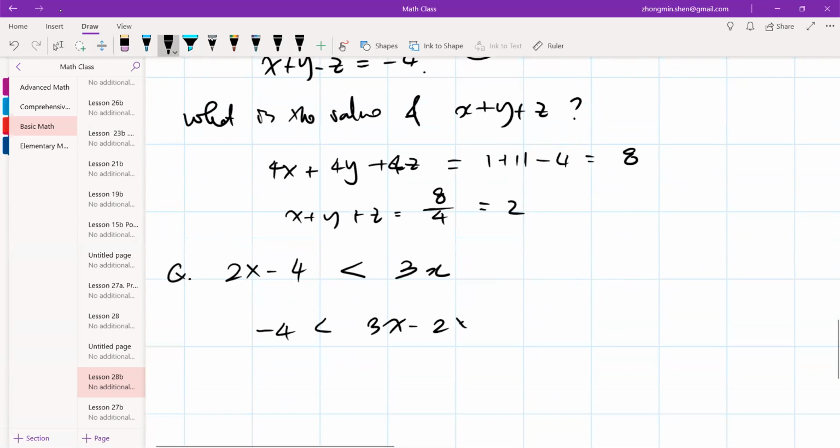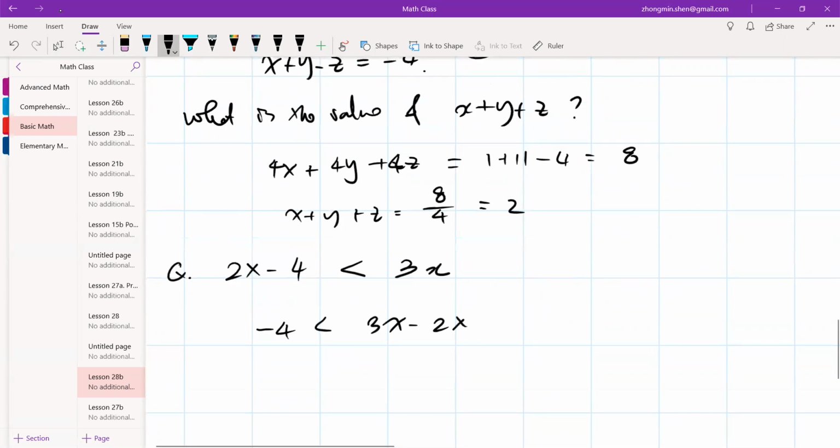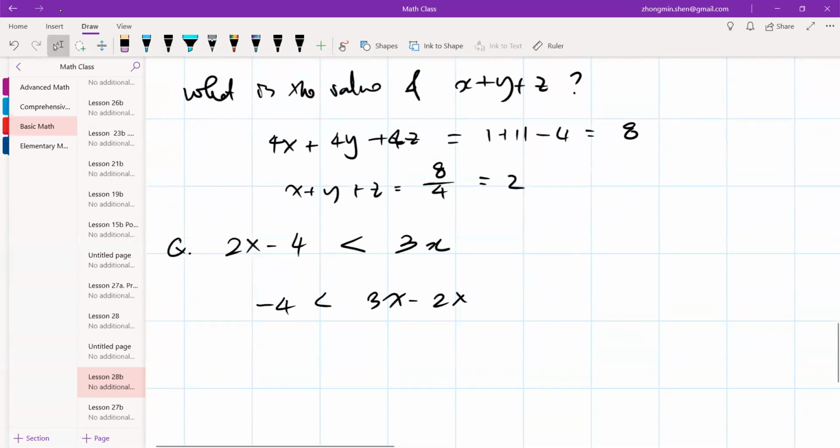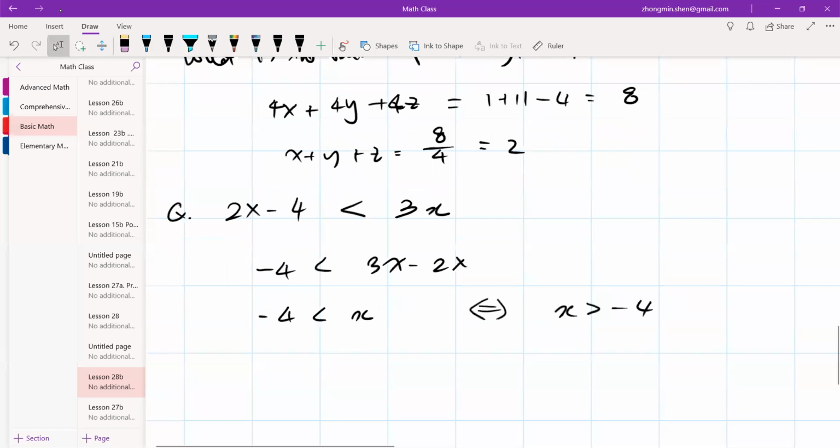If you move 2x to the right-hand side, x is on the right-hand side, right? But you have to change the sign. So it's negative 4 less than x, then you're done. Traditionally, it's the same as x greater than negative 4. So that is the solution, x greater than negative 4.